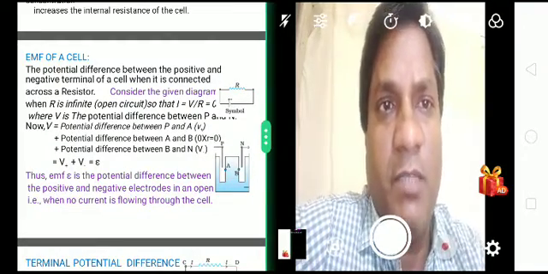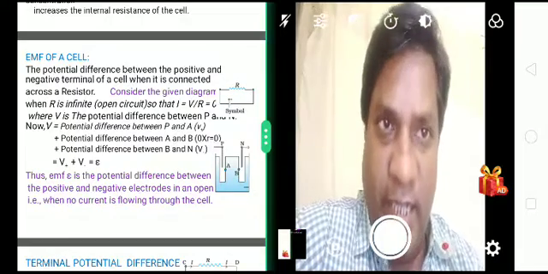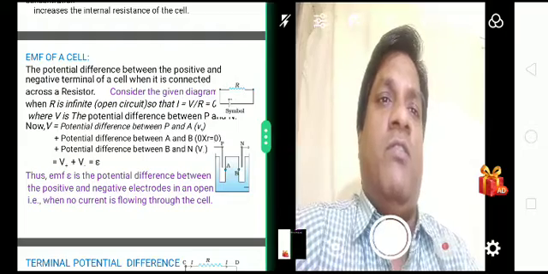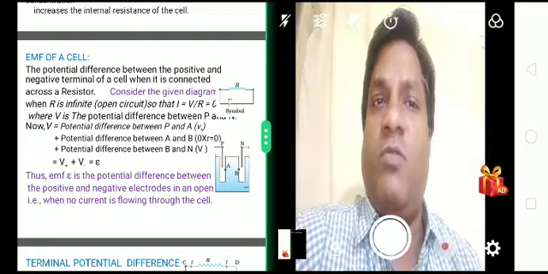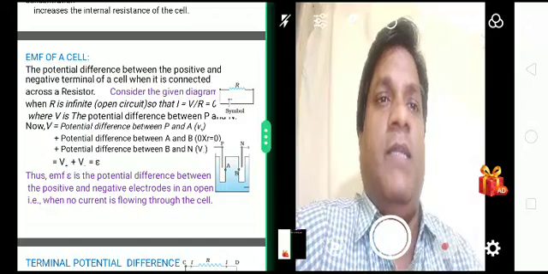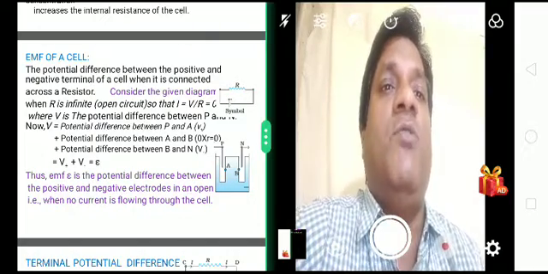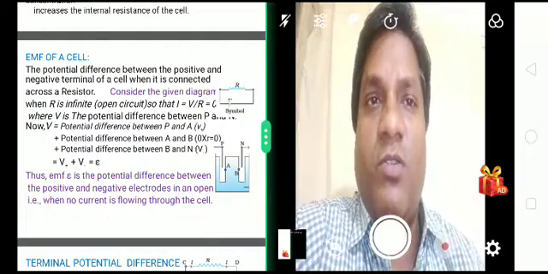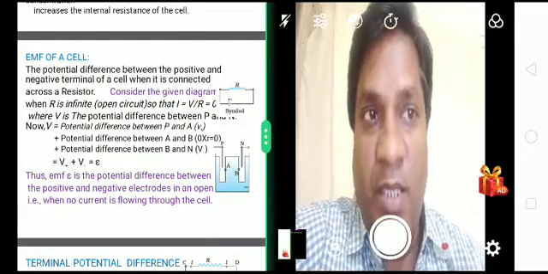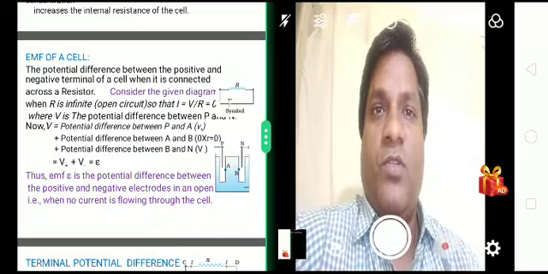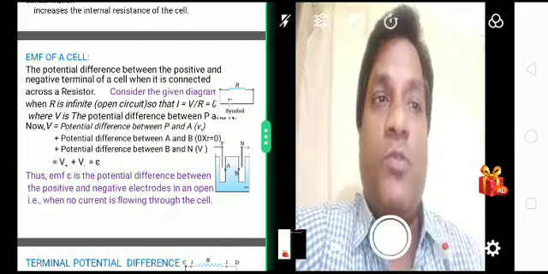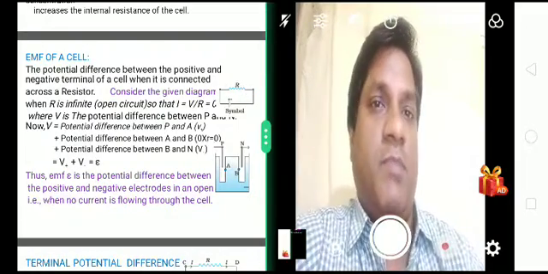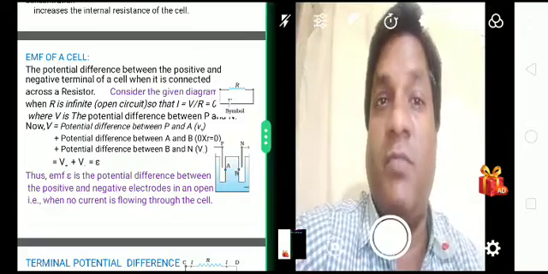Now see, the potential difference between the positive electrode and A is V positive. The potential difference between B and the negative electrode is V negative, and the potential difference between A and B will be 0 times the internal resistance, because current is 0. So the potential difference between A and B is 0. So the total potential difference between the two terminals of the cell comes to be V plus plus V minus, which is equal to the EMF of the cell.